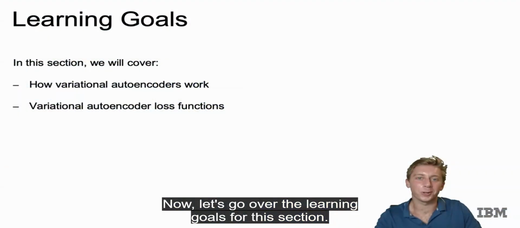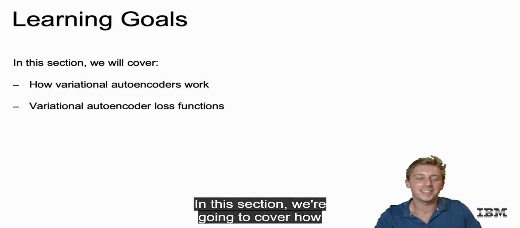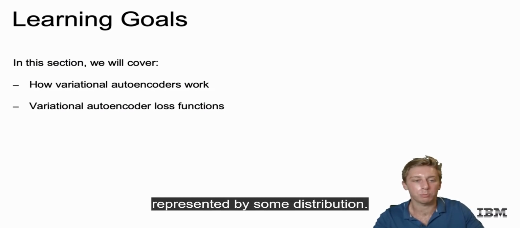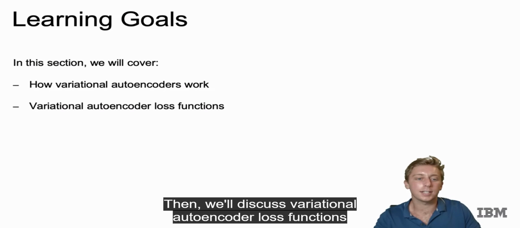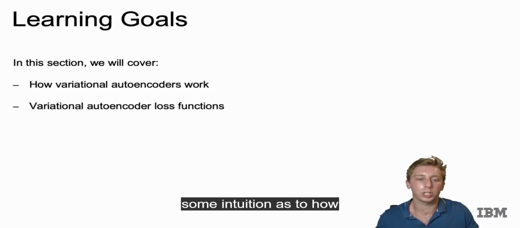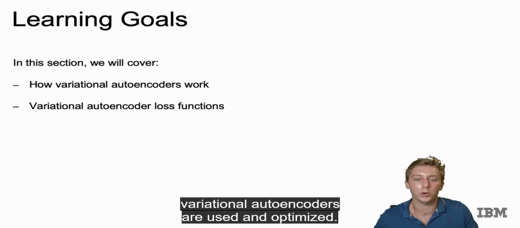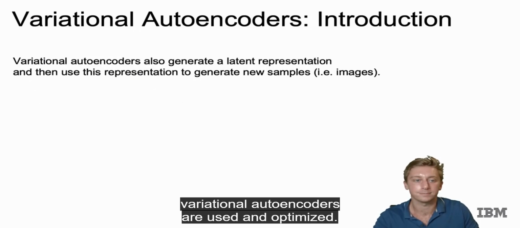Now let's go over the learning goals for this section. In this section, we're going to cover how variational autoencoders work and how we can come up with this new latent space represented by some distribution. And then we'll discuss variational autoencoder loss functions, and that will provide us with some intuition as to how variational autoencoders are used and optimized.